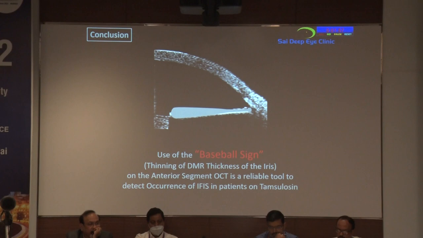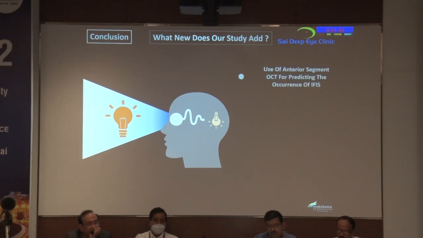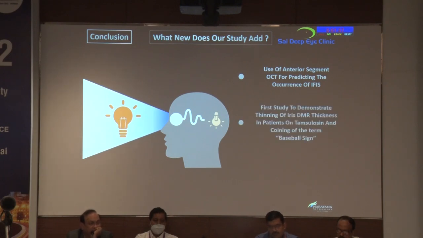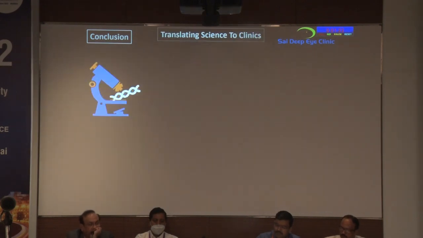So what is the conclusion of the study? Use of the baseball bat sign on the anterior segment OCT is a reliable tool to detect the occurrence of IFIS in patients on tamsulosin. Our study adds that the use of anterior segment OCT helps in predicting the occurrence of IFIS. It was the first study to demonstrate the thinning of the DMR thickness in patients on tamsulosin, and hence we coined the term baseball sign, and demonstrated inadequate pupillary dilation in patients on tamsulosin using infrared pupillometry.